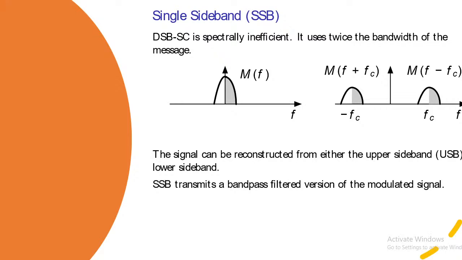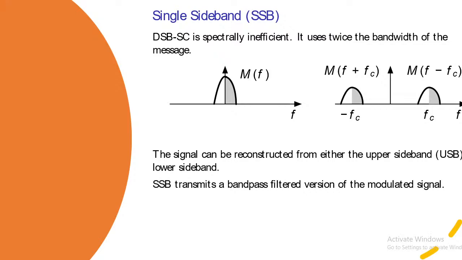Now we will come to what is called single sideband. This was the important one that I wanted to discuss before wrapping up. Now DSB-SC is spectrally inefficient. Why is it spectrally inefficient? Because it uses twice the bandwidth of the message.